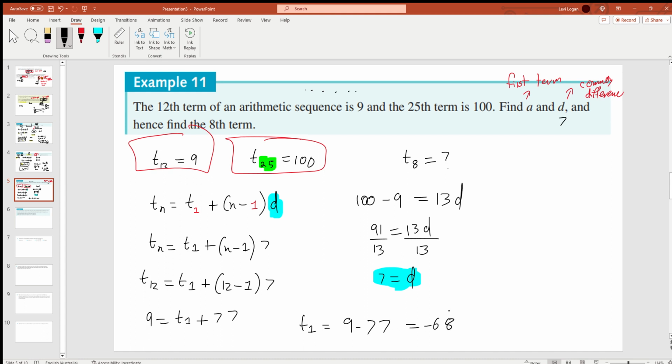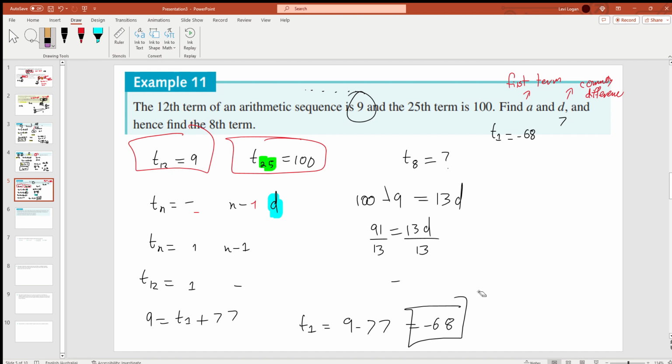That is kind of what I was expecting, because your 12th term is only 9. It makes sense that we have a very small number at the start, because it's starting from here and increasing by 7. So after going 12 terms, increasing by 7 each time, you reach your 12th term, which is 9. So now we know the first term is negative 68. Now we can rub that out because we found everything so far.